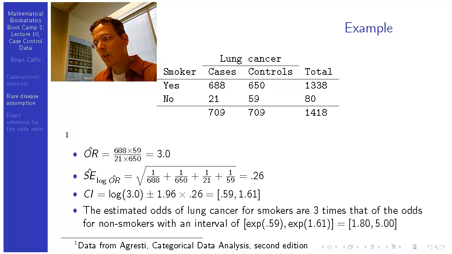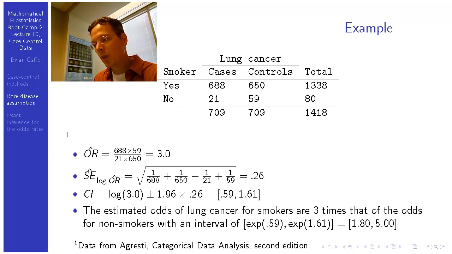We have our lung cancer cases and controls, smokers, yes or no. We get our odds ratio, it works out to be 3. We get our standard error for the log odds ratio, it works out to be 0.26. If we want a confidence interval, it's log of 3 plus or minus 2 standard errors. We get 0.59 to 1.61.